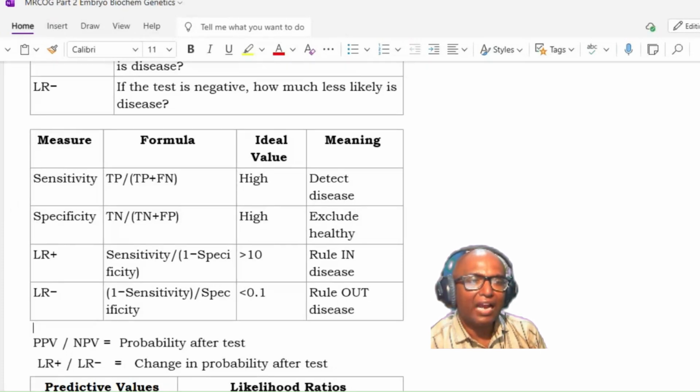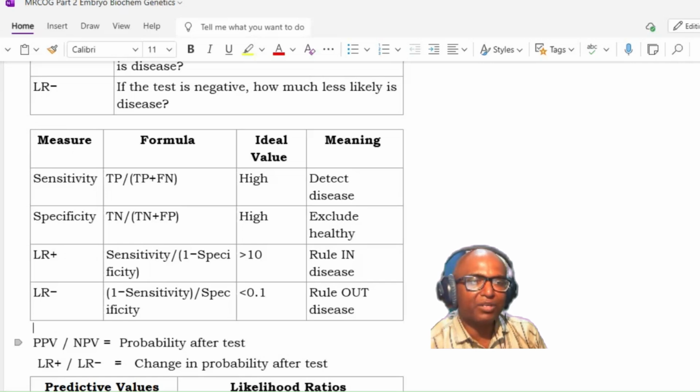Okay. Then LR positive, likelihood ratio positive, is sensitivity upon 1 minus specificity. Ideally, the value should be more than 10 to rule in the disease. And likelihood ratio negative is 1 minus sensitivity upon specificity. Ideal value is less than 0.1 to rule out the disease.